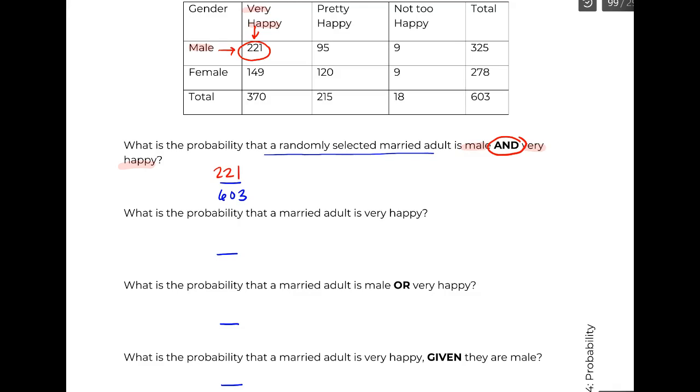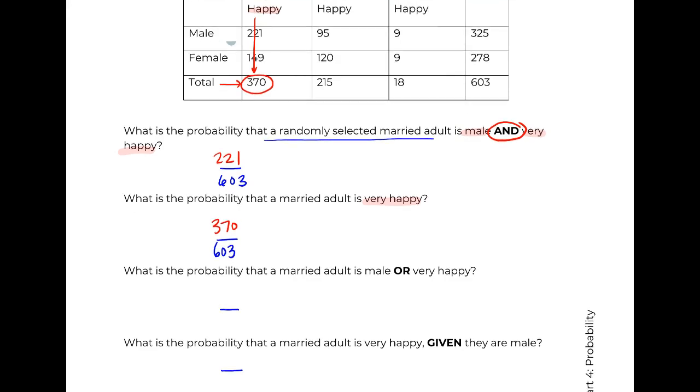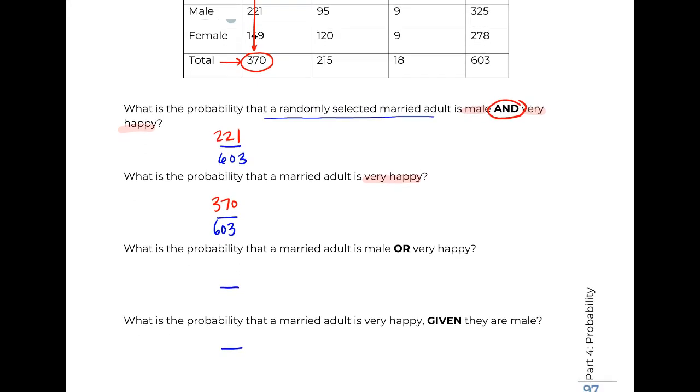That's our probability. All right, the next one says very happy, nothing about being male or female. So now I don't care about male or female, and I want to go all the way down the very happy column until I find all of the very happy people. So 370 out of the 603. And I'll skip the third one for a second. I'll go to the fourth.